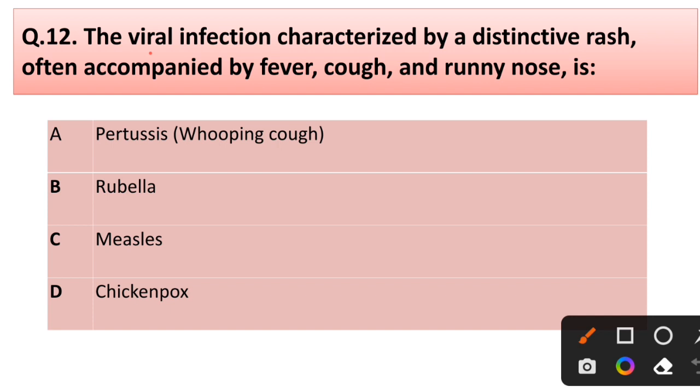Question number 12. The viral infection characterized by distinctive rash, often accompanied by fever, cough and runny nose is pertussis, whooping cough, rubella, measles, chickenpox. Correct answer is option C, measles.